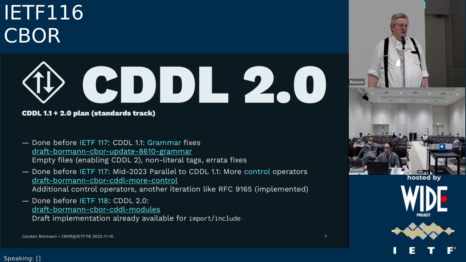The second document is one of the documents we have already done once. We found the need for various control operators. Control operators are the defined extension point for CDDL. And we put a number of them in RFC 9165, so this is kind of part of base CDDL now. And this is just another set. I'll come to what we added in a minute, but it's really mostly about data formatting.